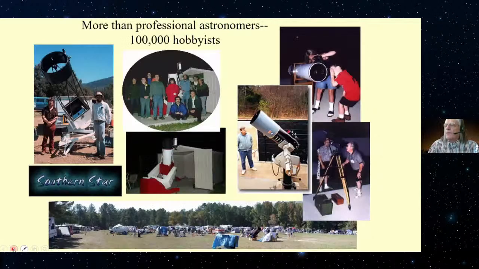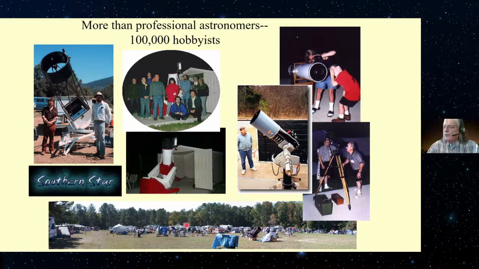But it's more than just professional astronomers who are concerned. There are probably about 100,000 hobbyist amateur astronomers in the U.S. alone. And for these people, this is their hobby. Most of the telescopes in this view were home built. This is their bass boat. This is what they do with their free time.